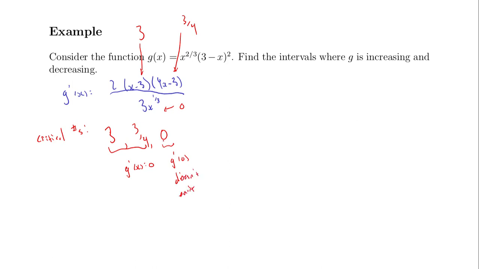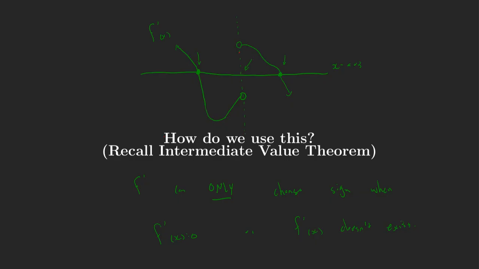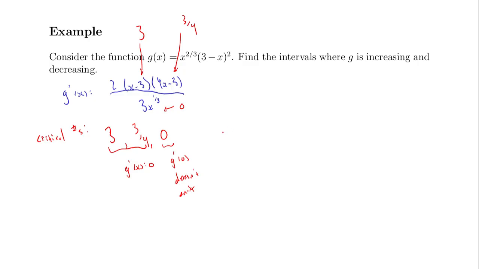We divide by 0. Now remember, this is in our domain, and so we called it a critical point. But even if it wasn't, we'd keep an eye on it because it still could be a spot where our derivative changes sign. So if we want to find the intervals where g is increasing or decreasing, what we know is that the only spots that it can change sign are at these x values, at 0, 3/4, and 3.